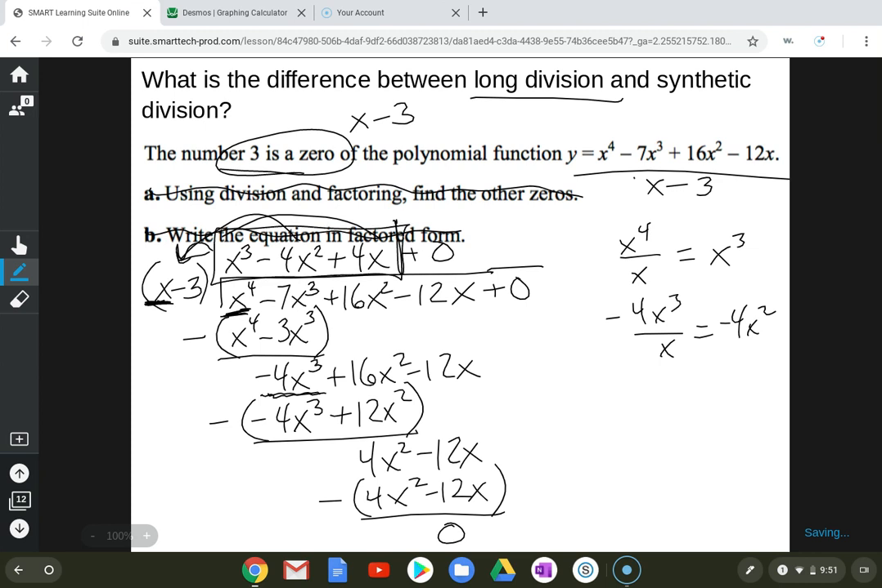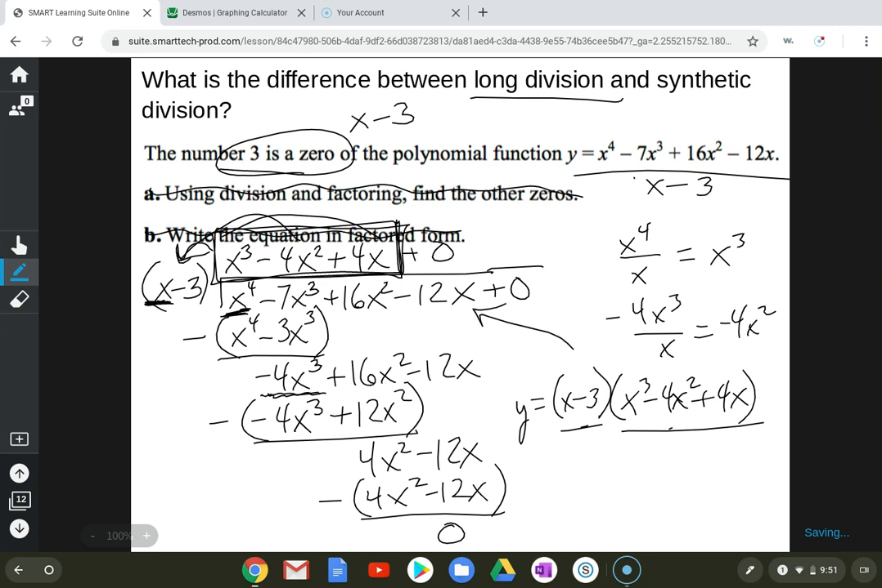So our quotient, which is already set up for us, it's the actual quotient, is x cubed minus 4x squared plus 4x. So what does this tell us? It tells us that y equals x minus 3 times x cubed minus 4x squared plus 4x. So this was my divisor. This was my quotient. These two things multiplied together equal my original polynomial.